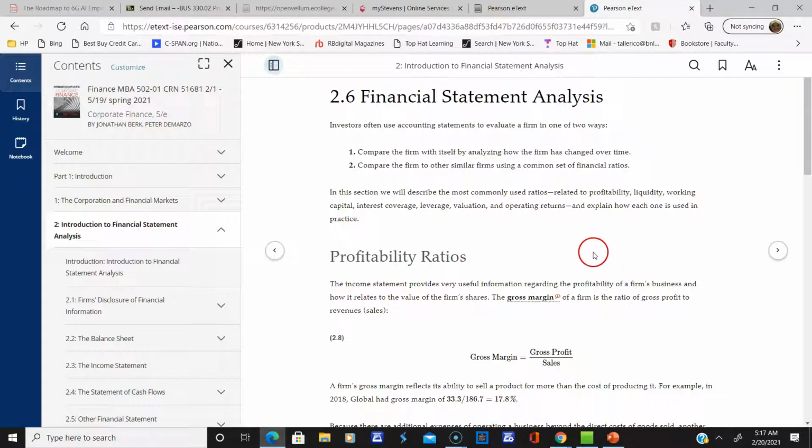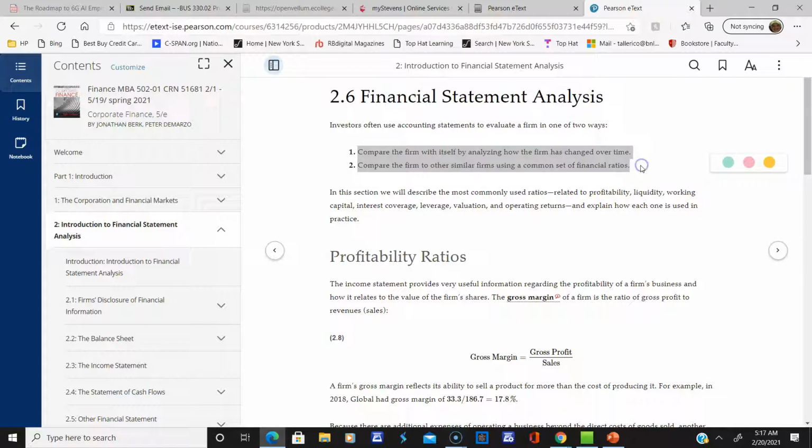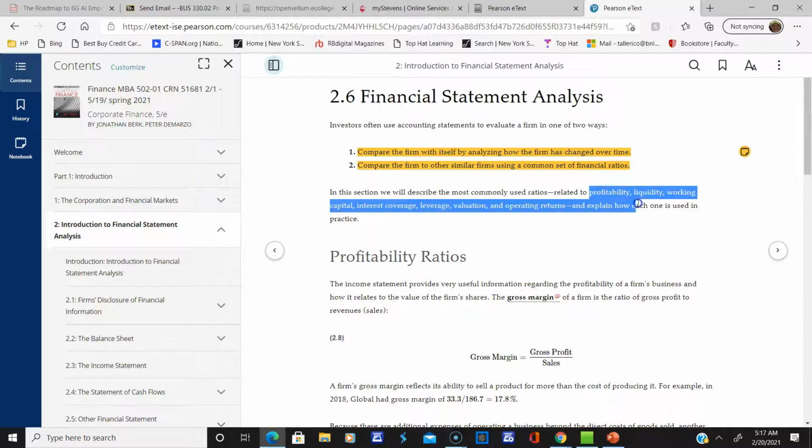All right, so let's go over some of these ratios now. So there's a bunch, and this is what tells you the health of the company, right? And it compares the firm with itself by analyzing how it has changed over time, and it compares the firm to other similar firms using a common set of financial ratios. So we're going to look at different ratios, right? Profitability, liquidity, working capital, coverage, interest coverage, valuation, and operating returns.